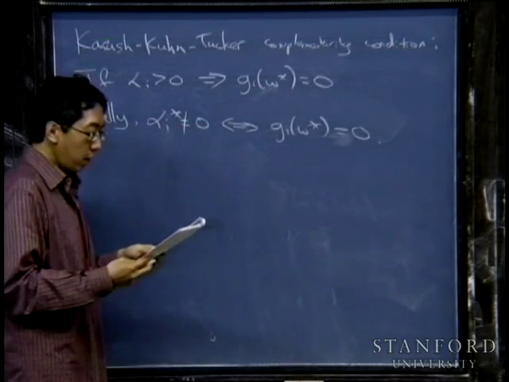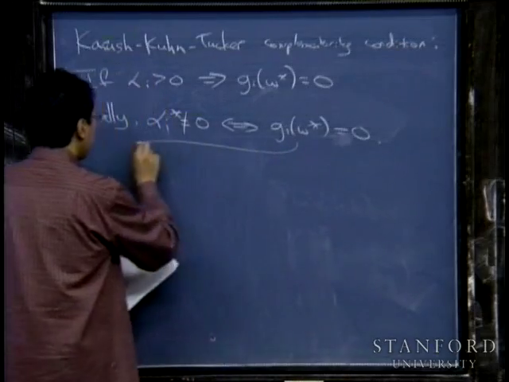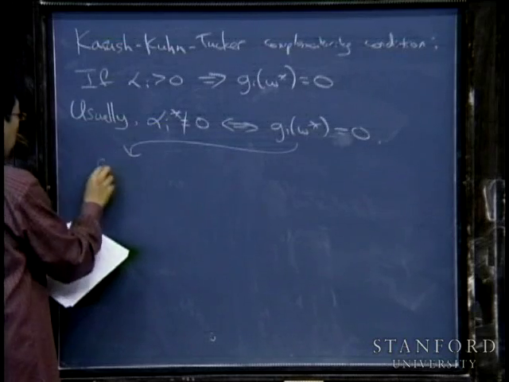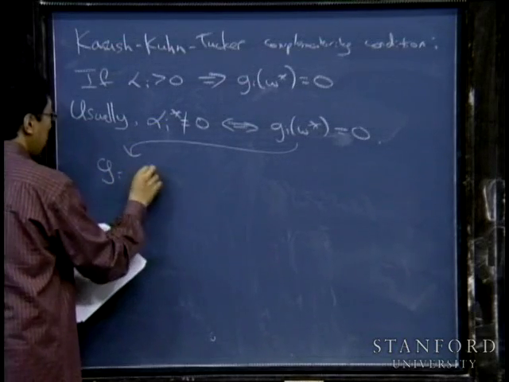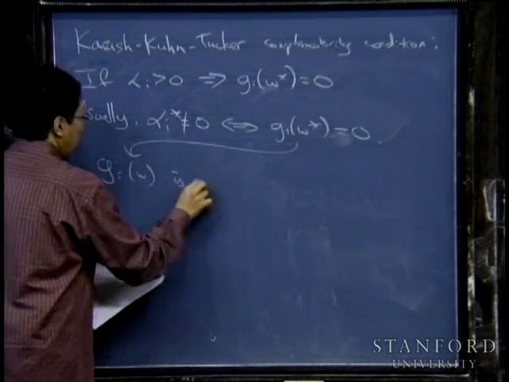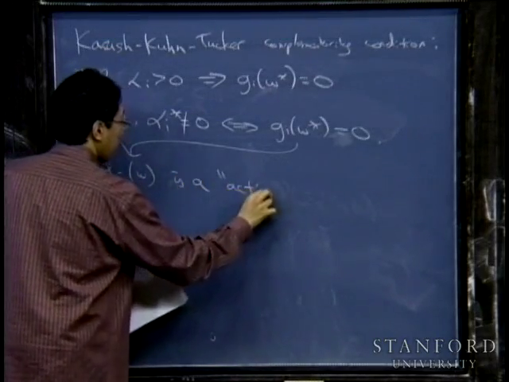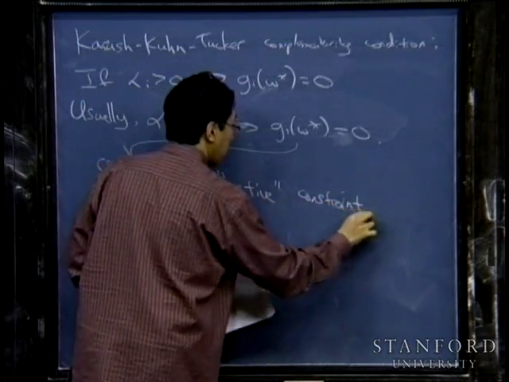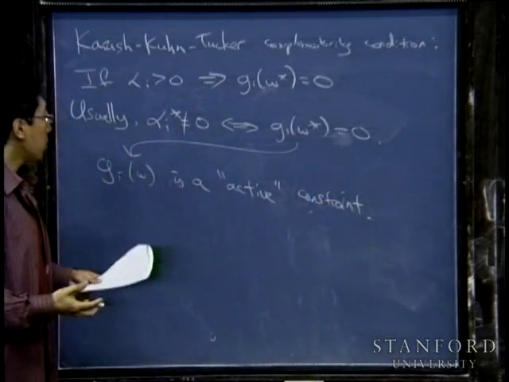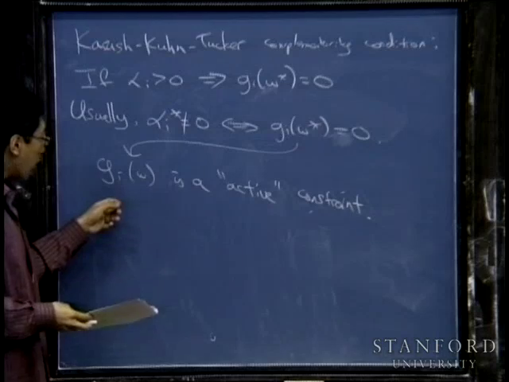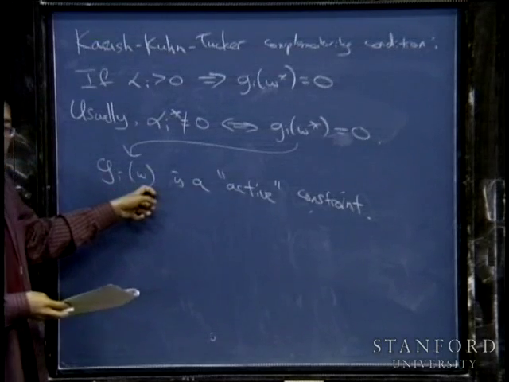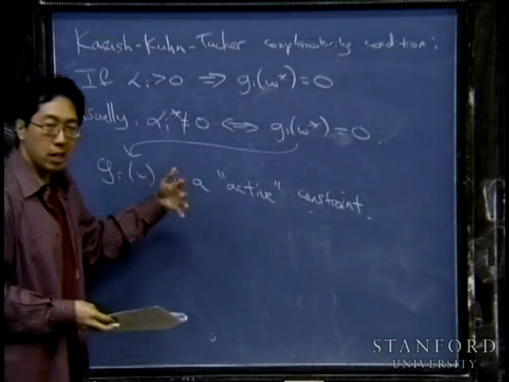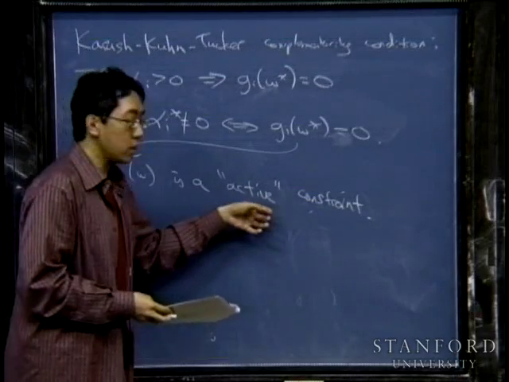And also, when gi of w star is equal to 0, we say that gi of w is an active constraint. Because recall, our constraint was that gi of w must be less than or equal to 0. And so if it's equal to 0, then we say that this is an active constraint.